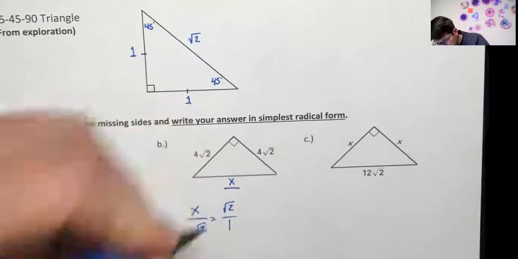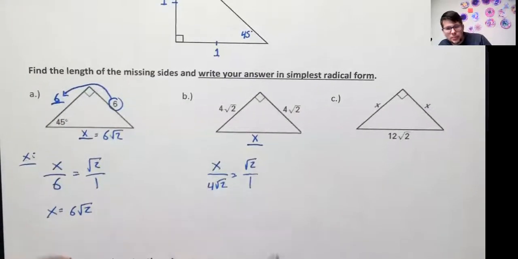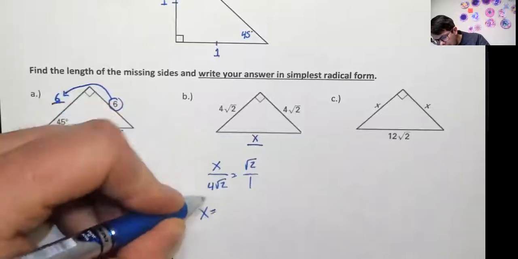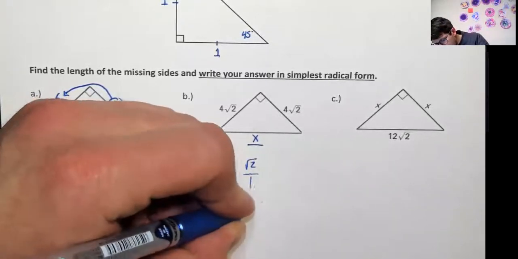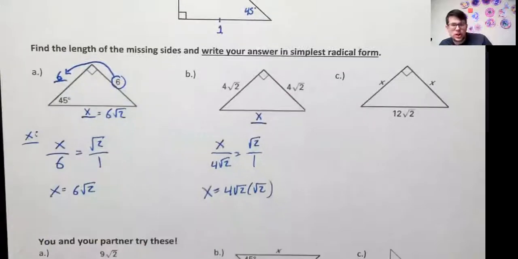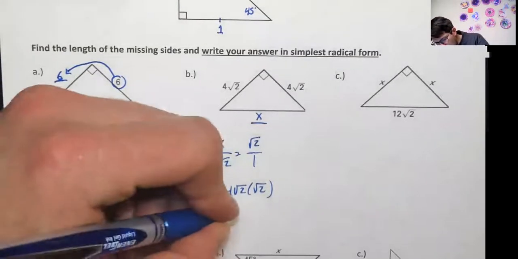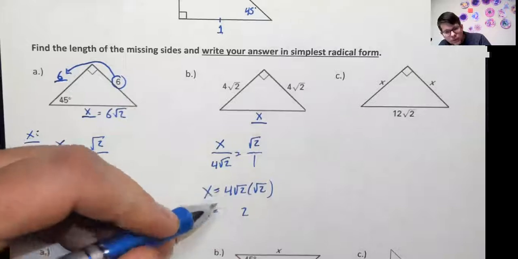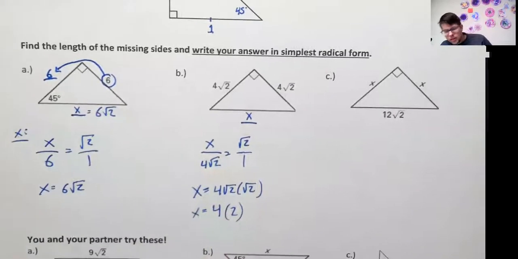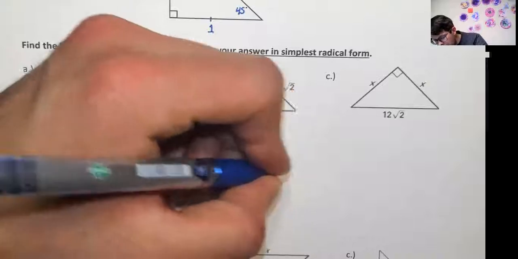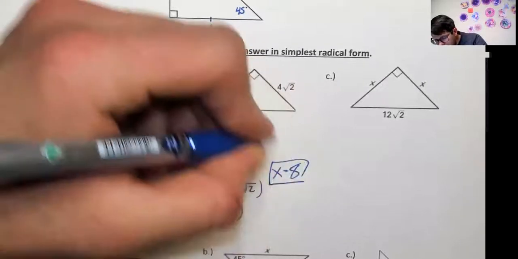And I'm going to cross multiply. X times 1 is going to give me just x, and then 4 root 2 times root 2. This is not the first time that we've seen this pattern, but it is just going to keep on showing up. A root 2 times a root 2 is a 2. Now, that's not the only thing that's going on here. We also have that 4, so don't forget about that. And these two pieces are being multiplied by each other. So that's going to end up giving us an x value that is very satisfying. That's going to be an x value of 8.